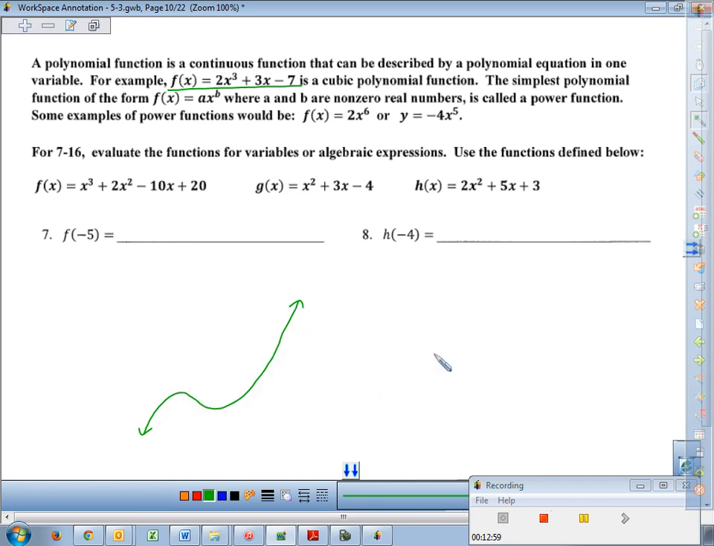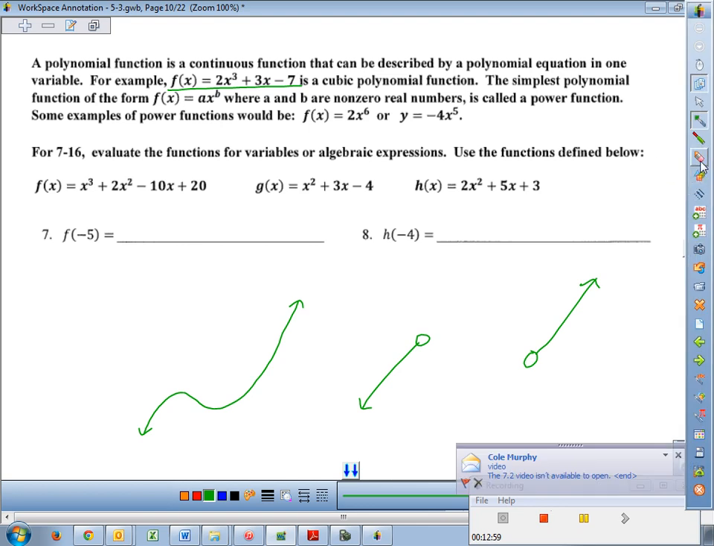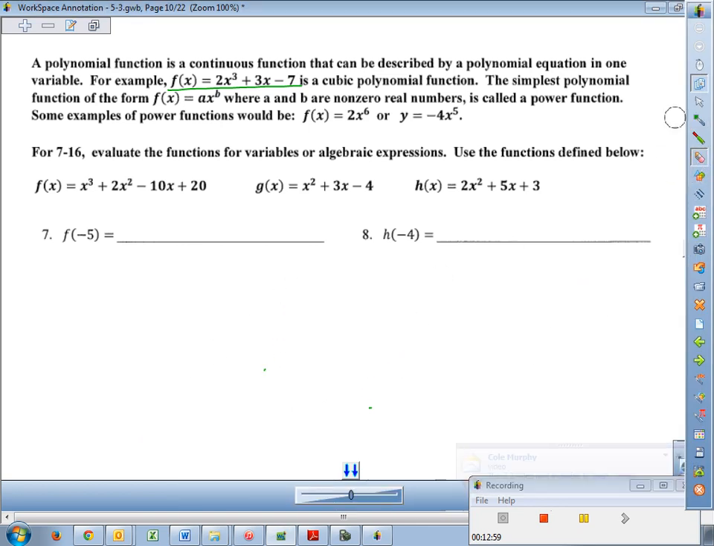For example, remember the piecewise guys that we graphed sometimes? This is not continuous because don't I have to pick up my pencil to get over here to trace it, right? There's a gap in this thing. Polynomials are nice and continuous functions, and when you graph it, nice and smooth.